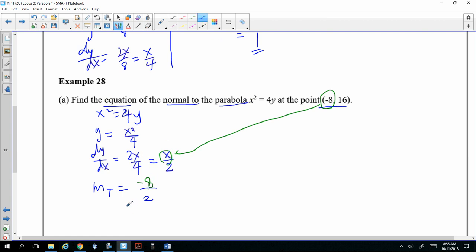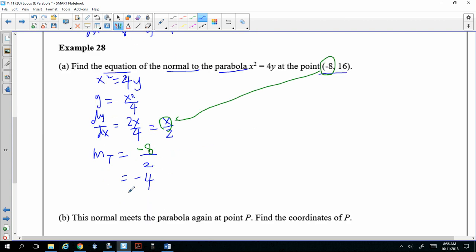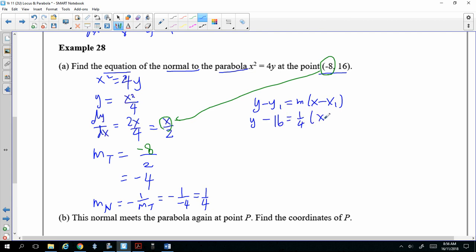Now notice that I write mt for gradient of the tangent. So therefore the gradient of normal will be the negative reciprocal of the gradient of the tangent. So therefore we get negative 1 over negative 4, which is a quarter. So we've got the gradient to be a quarter. And after we do that, we just use the formula, point gradient form. Alright, get the idea how to find the equation of the normal. So we do y minus y1 equal to the gradient times x minus negative 8.